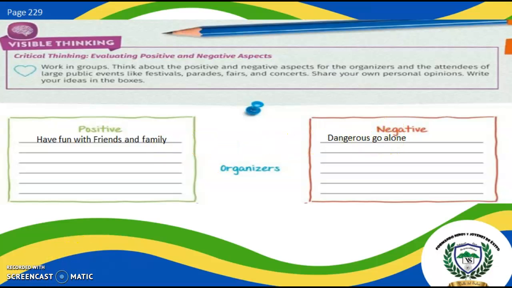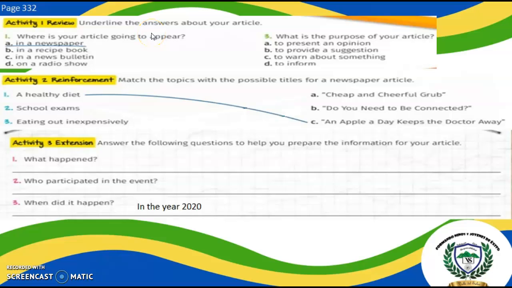Okay. On page 332, we have activity 1, review. Underline the answers about your article. Number 1, where is your article going to appear? We have an example here: in a newspaper. In activity 2, match the topics with the possible titles for a newspaper article. We have a healthy diet: an apple a day keeps the doctor away.